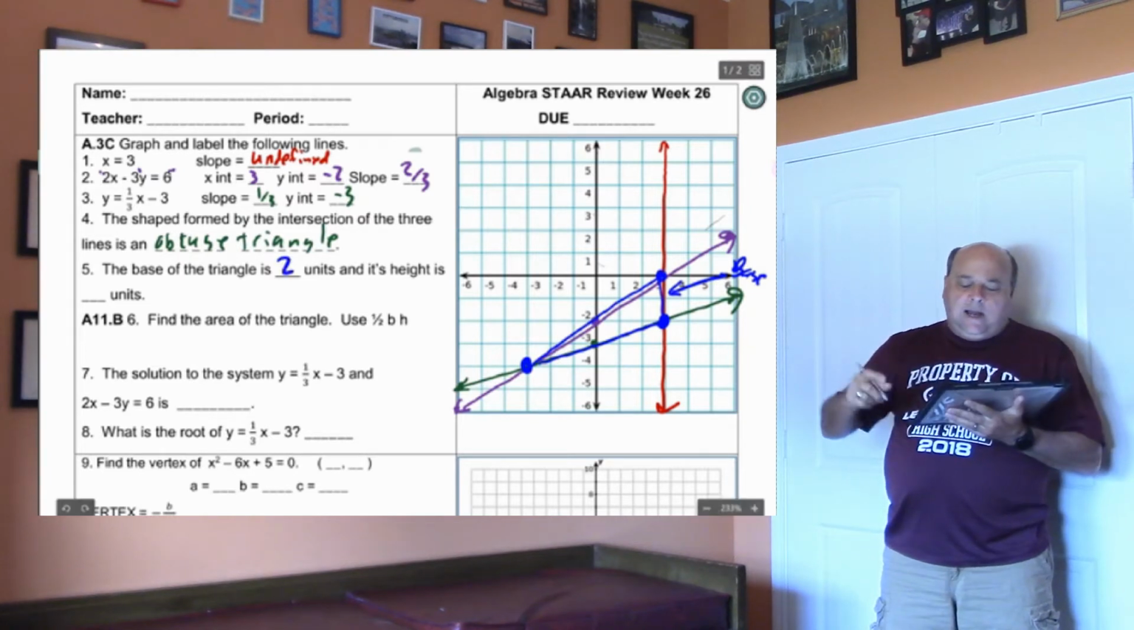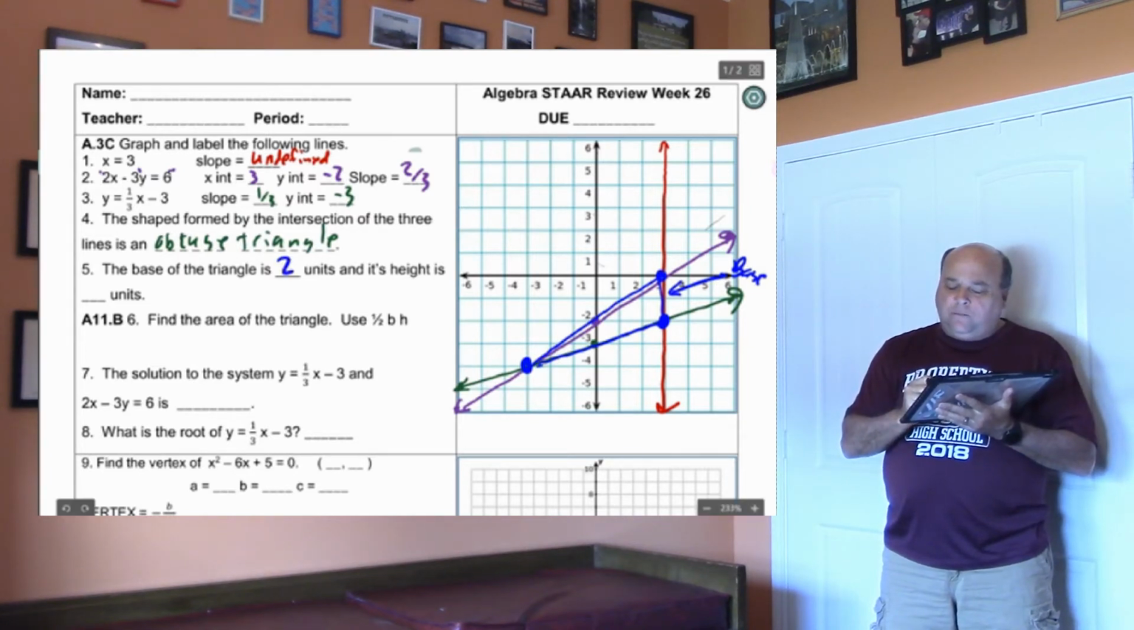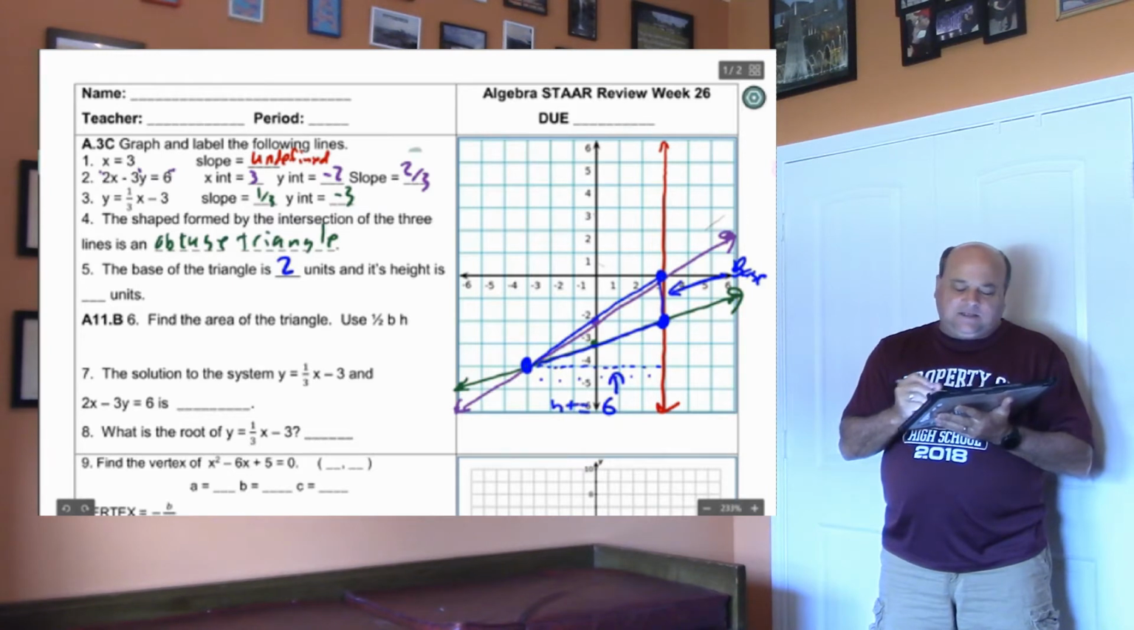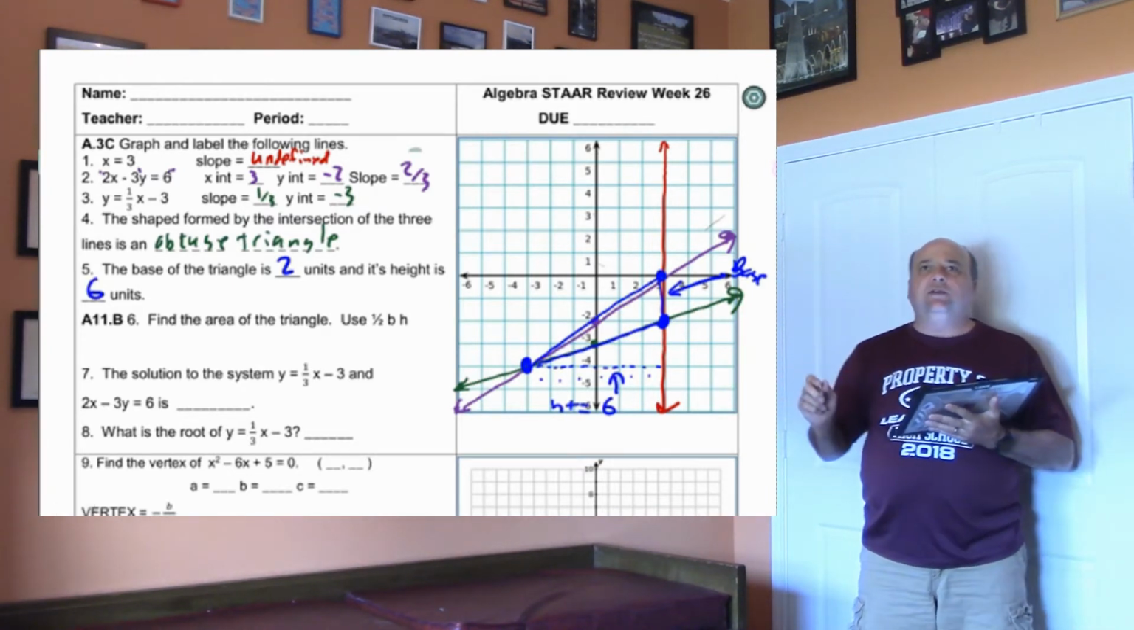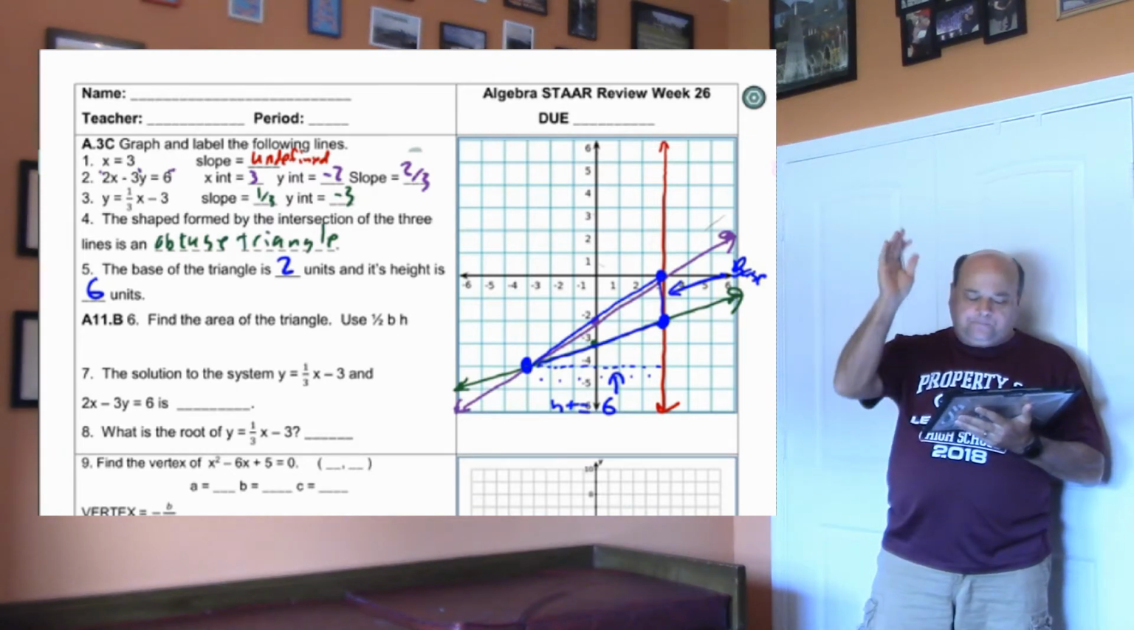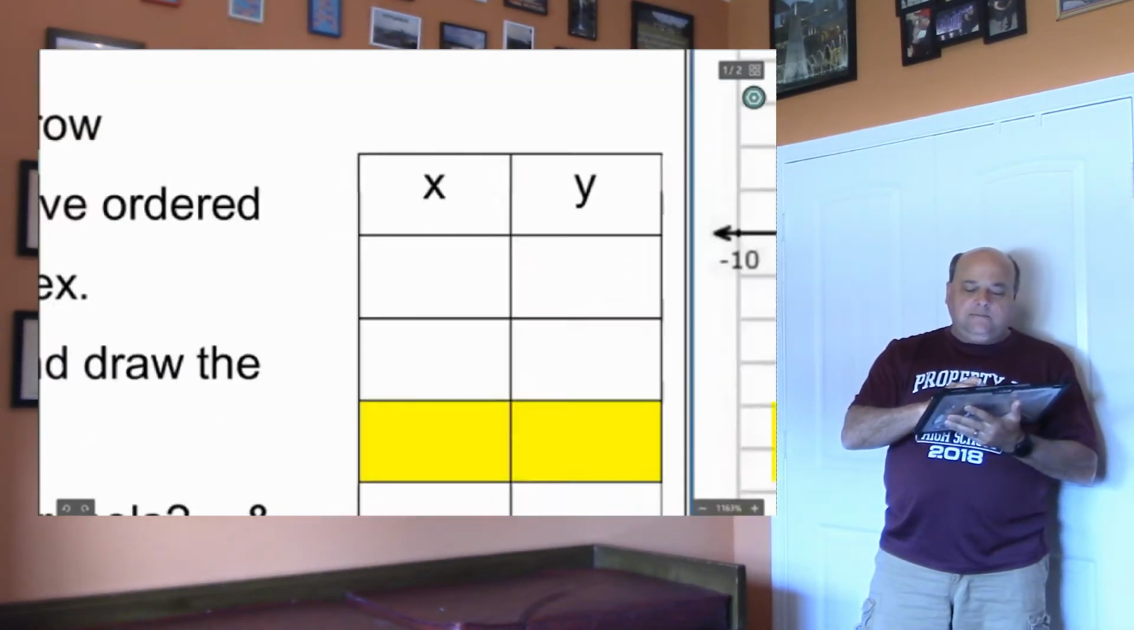And the height of the triangle is from this dot back to the base, which is going to be right here. So 1, 2, 3, 4, 5, 6. The height is going to be 6. And I will let you answer the rest of these on your own, okay? Let's go to number 9.